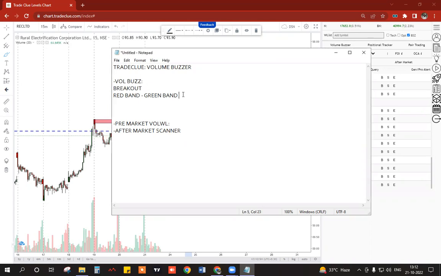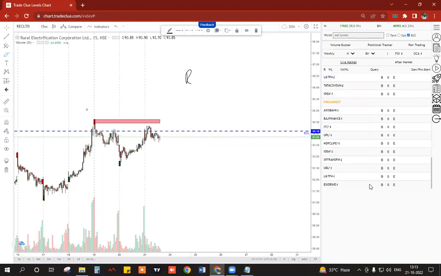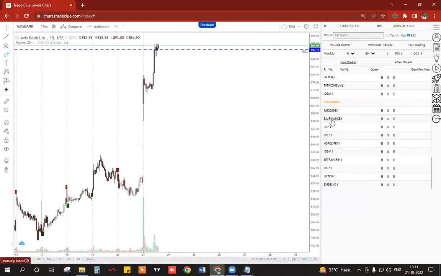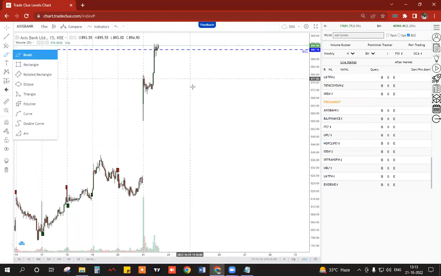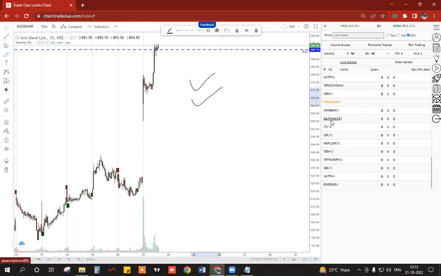The levels which we are most likely to see are the red bands and the green bands. Now at around 9:12 or 9:13, this gets updated. Whenever the pre-market volume watch list gets updated on your TradeClue ID, I just need to check from all this list which of these stocks have the bands in them. Whether a particular stock has a red band or a green band, I'll note it down over here.